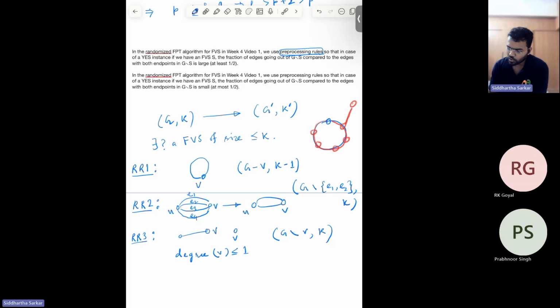So you can delete all parallel edges except two, so that you retain the information that there is a cycle here, which at some point you have to destroy.